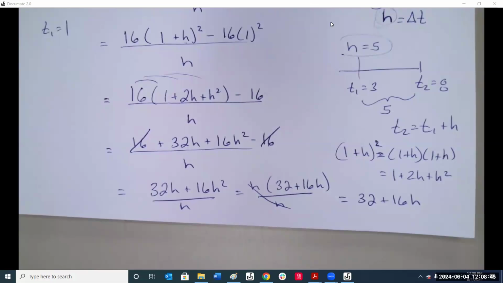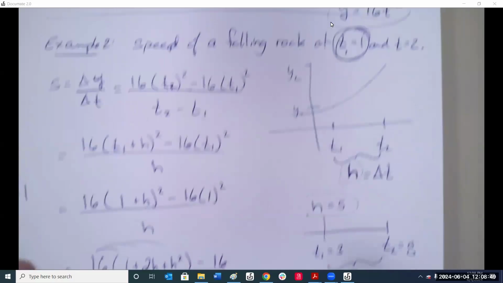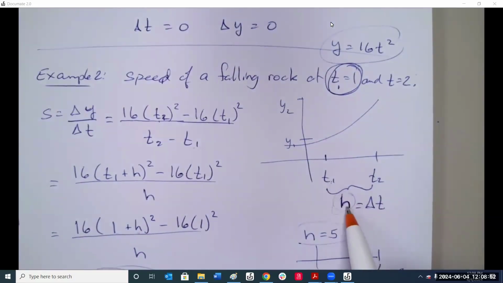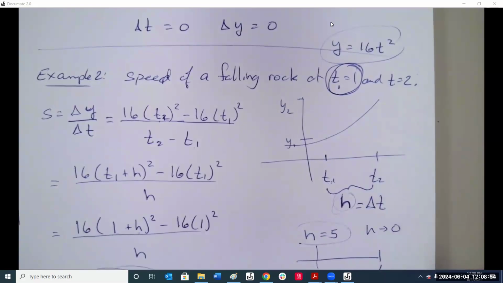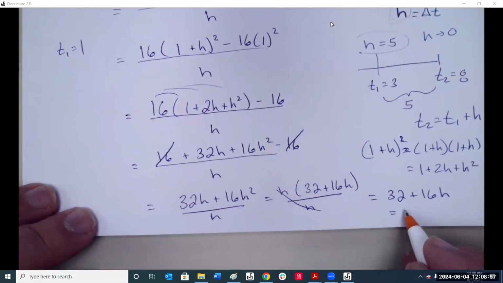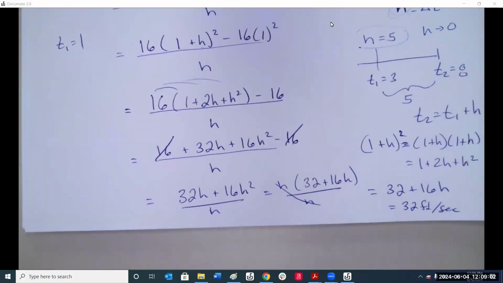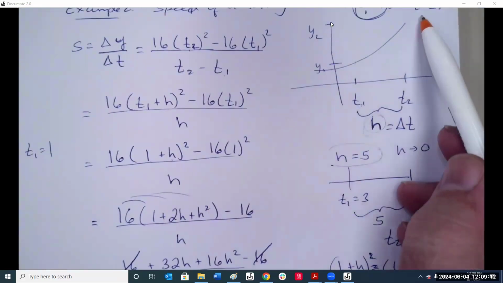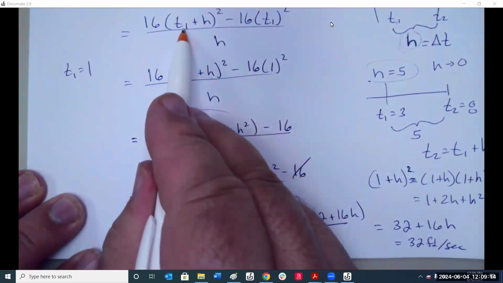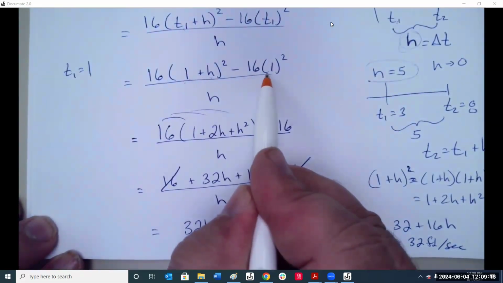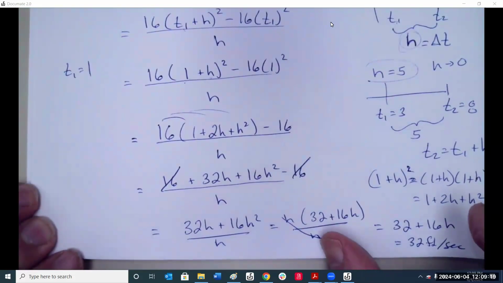Remember, what we're looking for is a speed at a certain time, at 1 second. We want our h to go to 0, so we get 32 feet per second. And we do the same thing for the second one, for t equals 2. We put a 2 right there and 2 right there.